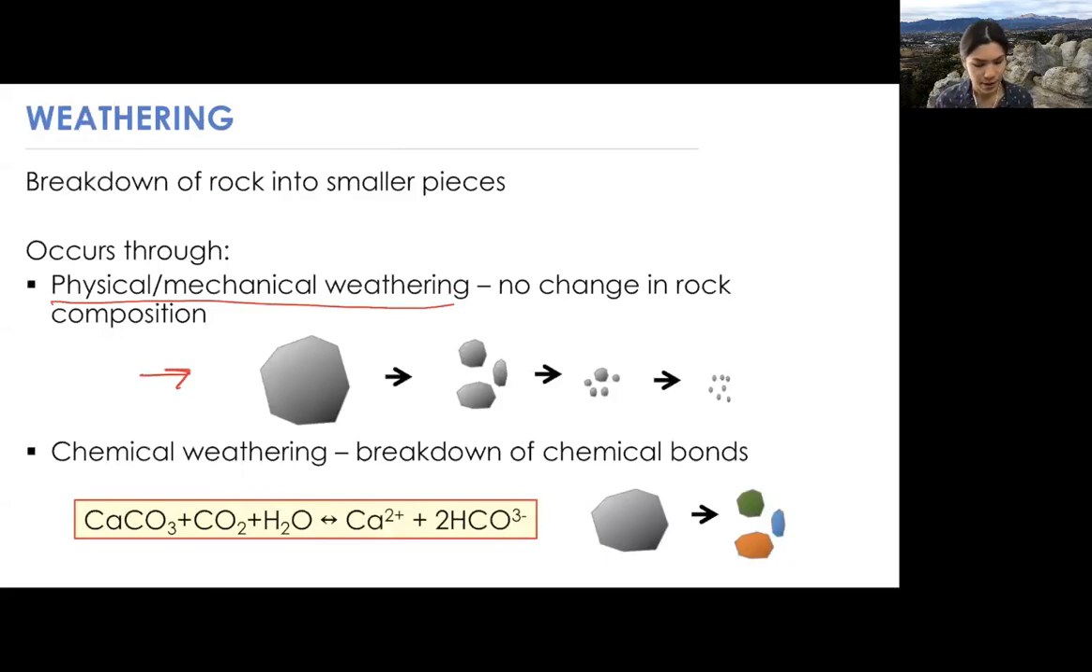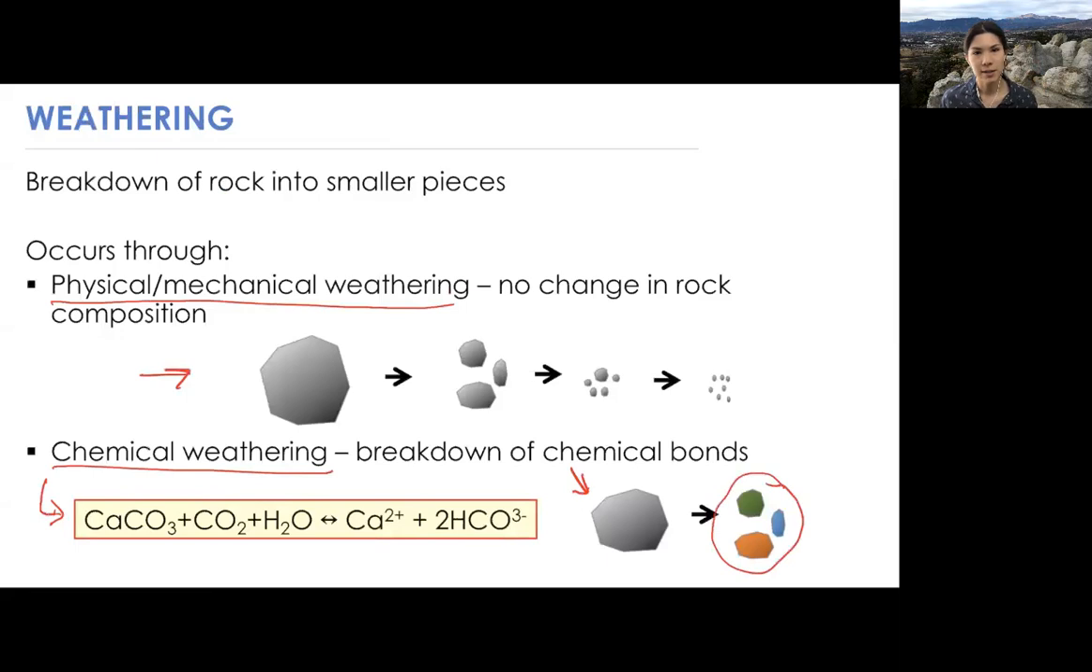On the other hand, we can also have chemical weathering, which is going to be the breakdown of chemical bonds that are holding the rock together. So if we start from that same gray rock, rather than breaking down into 3 smaller pieces that are made of the exact same rock and mineral types, we see rock forming constituents that are all different types of minerals, as you can see by the different colors here. And so chemical weathering is really going to be dictated by chemical reactions. For example, what's shown here is the breakdown of calcium carbonate into calcium ions and acids.